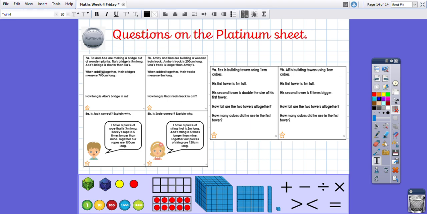So you've got, it says Tia and Abe are making a bridge out of wooden planks. Tia's bridge is 5 meters long, but Abe's bridge is shorter than Tia's. When added together, their bridges measure 700 centimeters. How long is Abe's bridge in meters? That's really tricky. So I'm going to leave a top tip for you guys here. I'm going to put 100 centimeters equals 1 meter, because I think that will really help you.